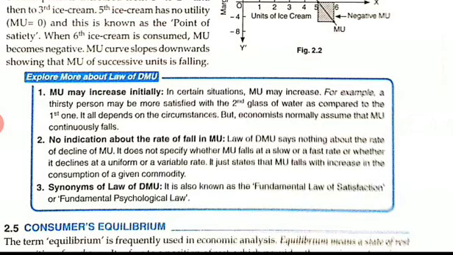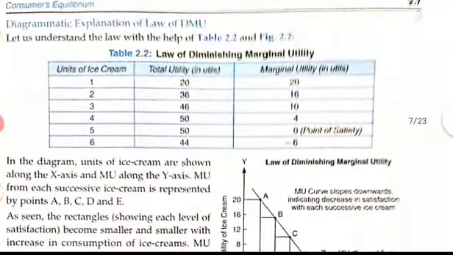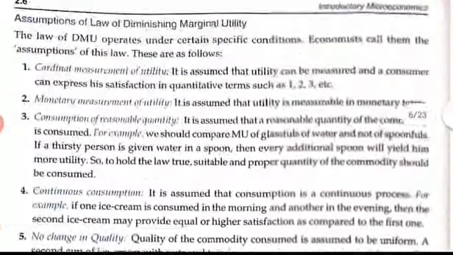The law of diminishing marginal utility says nothing about the rate of decline of MU. It does not specify whether MU falls at a slower or a faster rate, or whether it declines at a uniform or a variable rate. Synonyms of the law of diminishing marginal utility: this law is also known as the fundamental law of satisfaction, or the fundamental psychological law. Okay children, so this is all about the law of diminishing marginal utility.